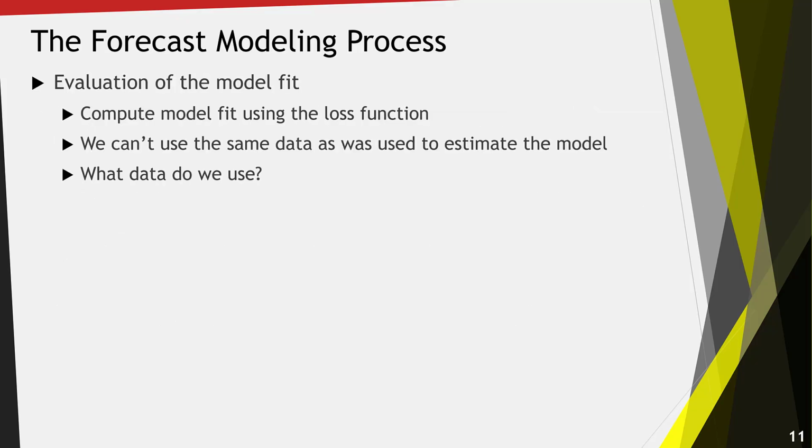Then that end step in the modeling process is the evaluation of model fit. You're going to compute model fit using the loss function. You can't use the same data that was used when we trained the model. So what data should we use? Much like with out-of-sample validation, you'd like to use data that wasn't used as part of your previous modeling process, so you might want to set aside an additional set of data to evaluate the model fit at the end of your full modeling process.